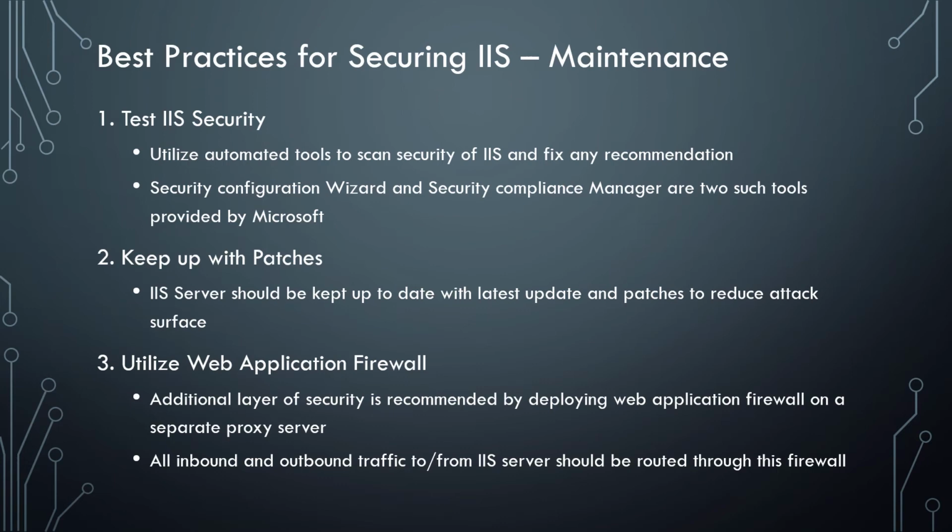All the recommendations discussed so far, if implemented correctly and properly, will result in a robust IIS configuration. In addition, security of the IIS can be further hardened by using a web application firewall to shield the web server from directly exposing to the internet. A web application firewall should be configured on a separate proxy server, and all inbound and outbound traffic to and from the IIS server is routed through the firewall.